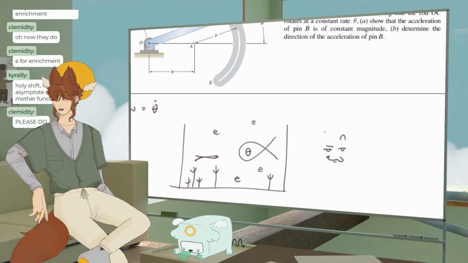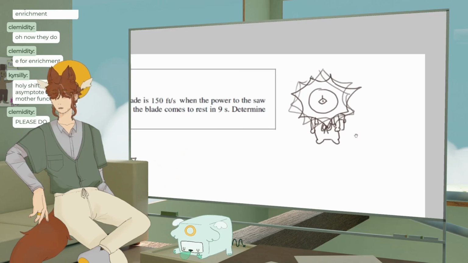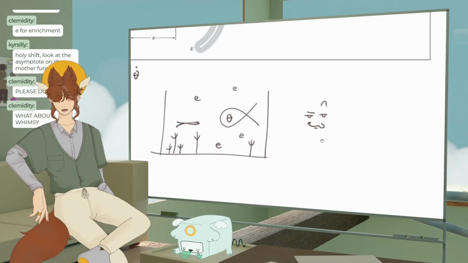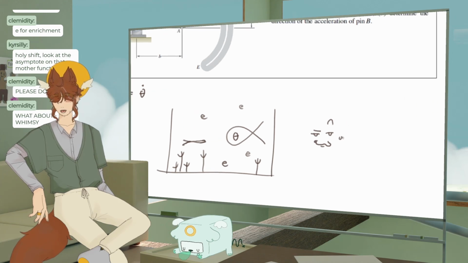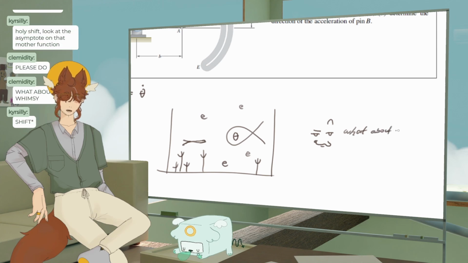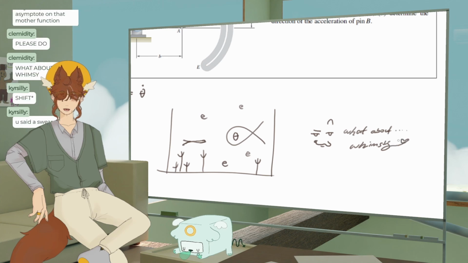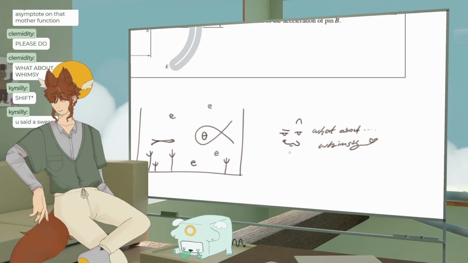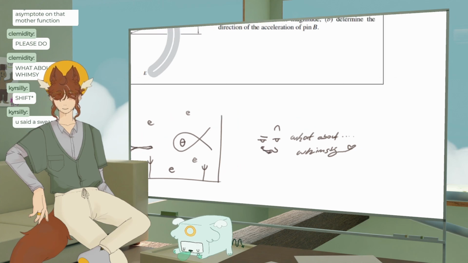Please do. Holy shit, look at the asymptote on that mother function. I cannot turn this in. Okay, it tells you a lot about me, but I feel like I can turn this one in. But I can't turn this one in. What about whimsy? But I would say it like, what about, like if I was speaking in cursive. Whimsy. That's how I would say it. I said a swear? Oh. Sorry, I say a swears. What about whimsy?